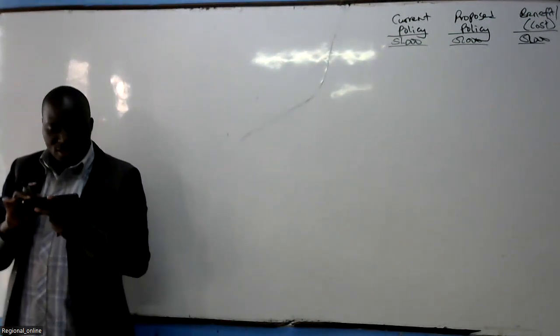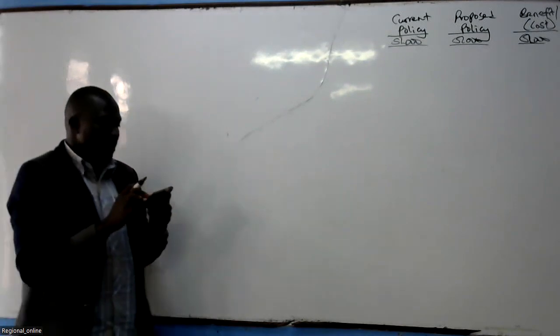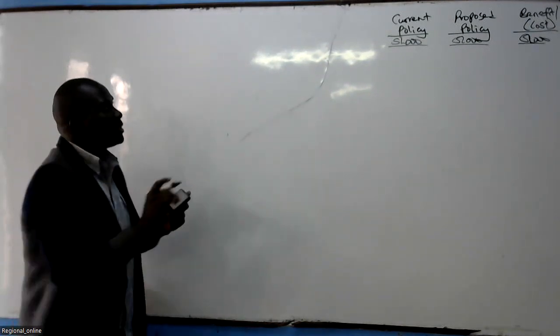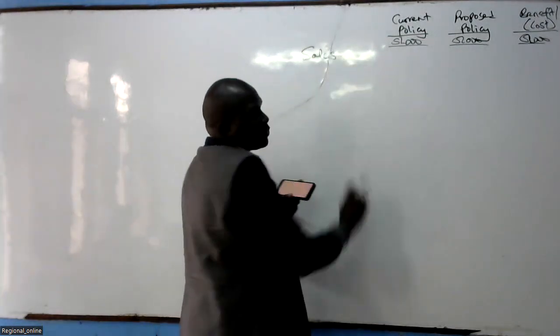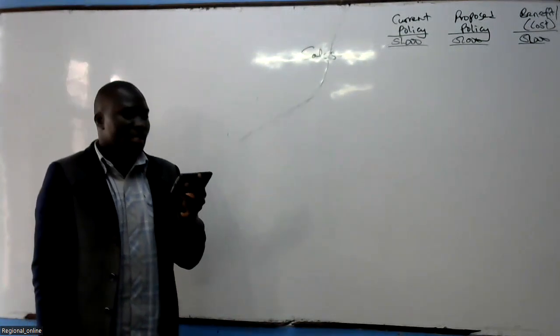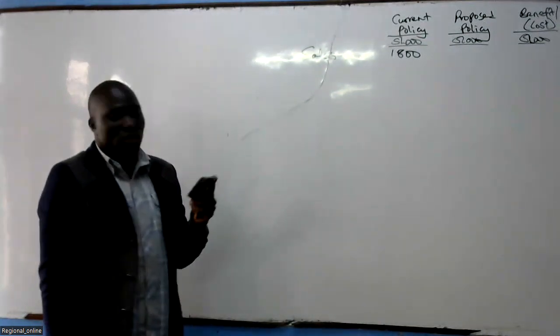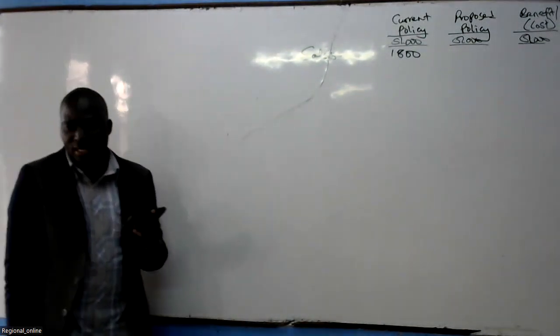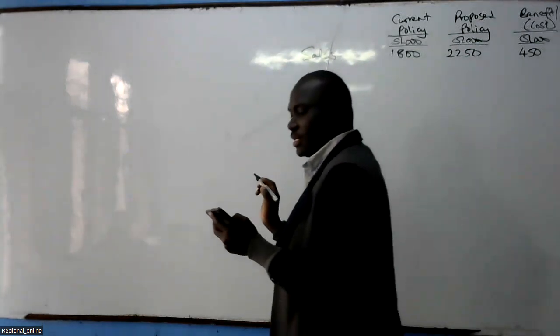May 2021, question 3C. So, as always, we start with sales. Currently, what are our sales? 1800. They increase by 25%, so they become how much? 2250. So sales increased by how much? 450. Good or bad? When sales increase, we are happy.